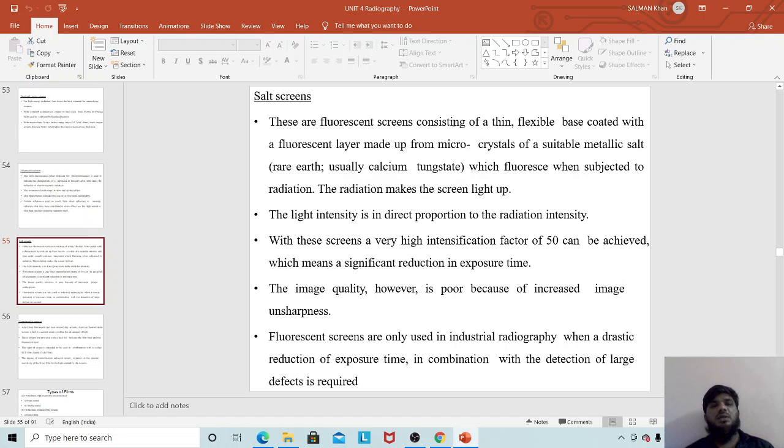Salt screens are nothing but fluorescent screens consisting of a thin flexible base coated with a fluorescent layer made up of microcrystals of suitable metallic salts. That is, metal salts, don't consider them as any other salts, which are rare earth materials, generally calcium tungstate, which fluoresces when subjected to radiation. These radiations make the screen light up.